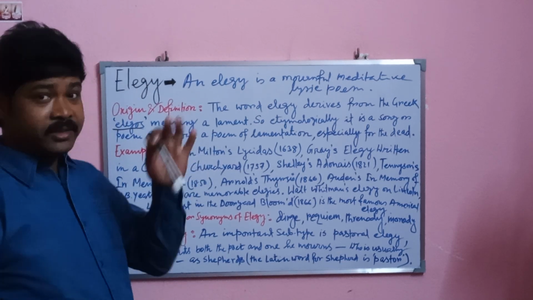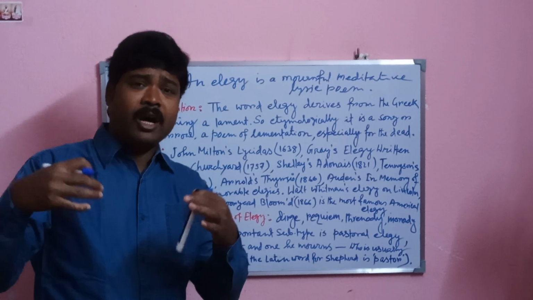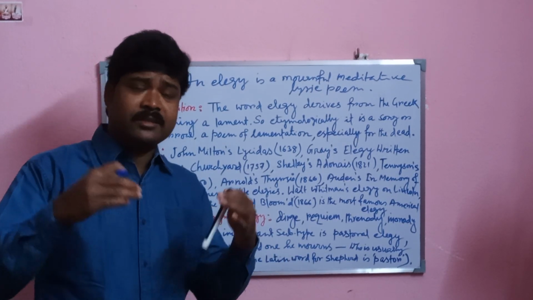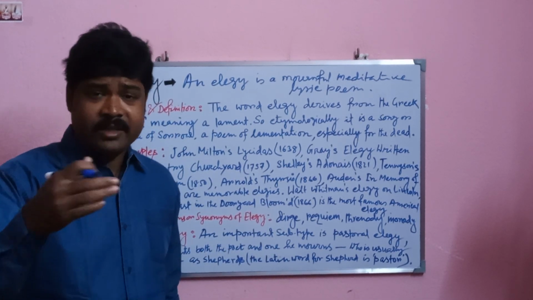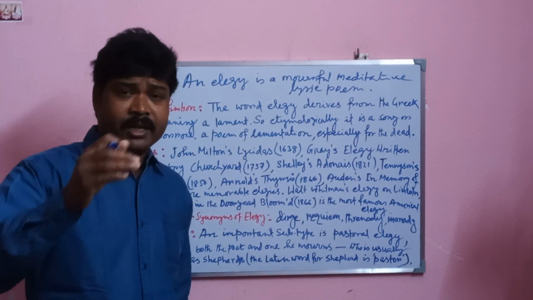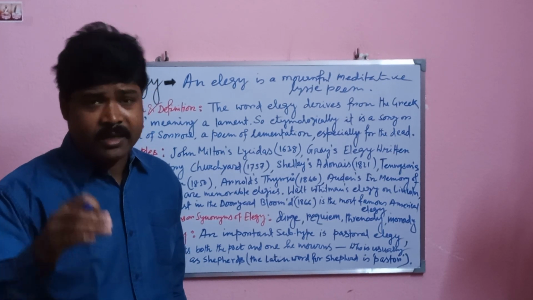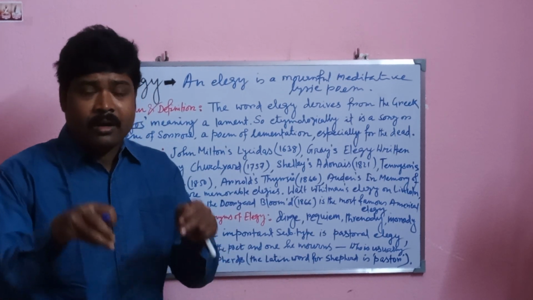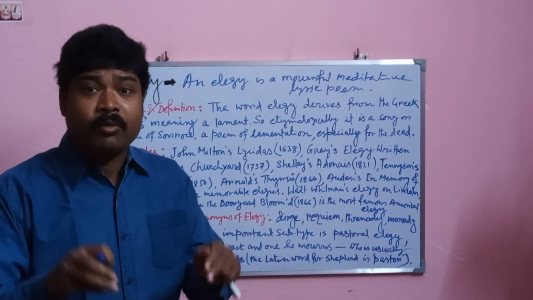Since this type of poetry is about death, it is often written to commemorate the death of a particular person who is the poet's or the speaker's favorite and close one. It is also placed in the group of occasional poetry, occasional poems.